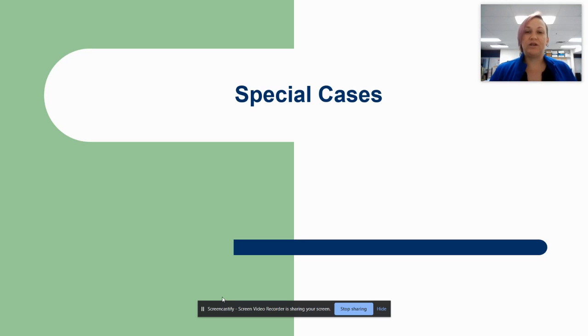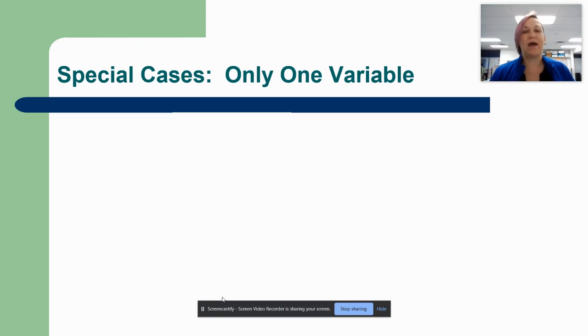Special cases for linear equations are equations that have only one variable in them. So usually our equations will have both variables in them. You'll have an x and a y, but sometimes we'll get one where there's only one letter in the equation. So we'll talk about both of those scenarios today. For scenario number one, we have just a letter x in the equation. So that would be something like x equals 4, where there's no letter y, and that's pretty much it, right? Just x equals a number.